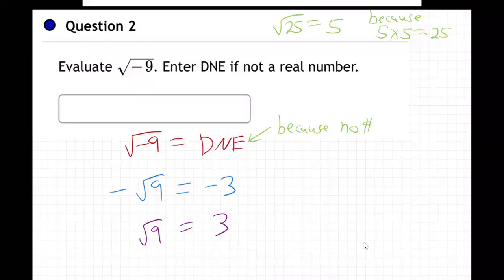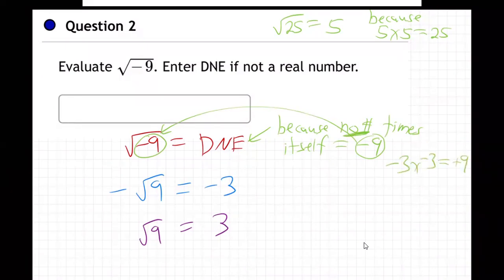no number times itself equals -9, which is what's inside the square root, right? There's no number times itself that equals -9 or negative anything, right? Because -3 times -3 would be +9, not -9. Doesn't work, right? Two negatives don't work.